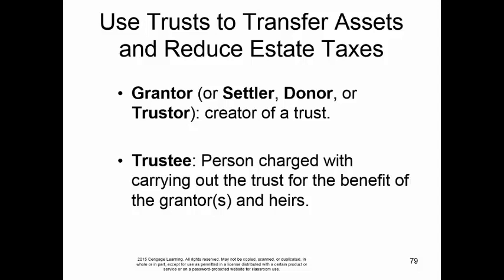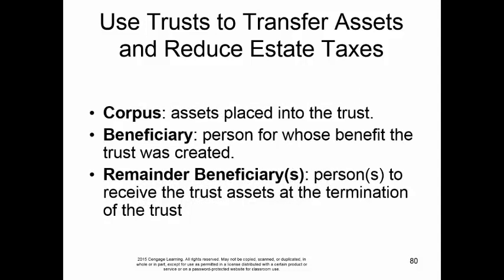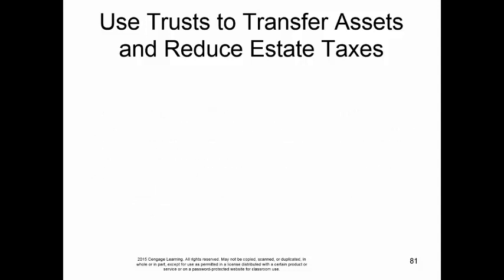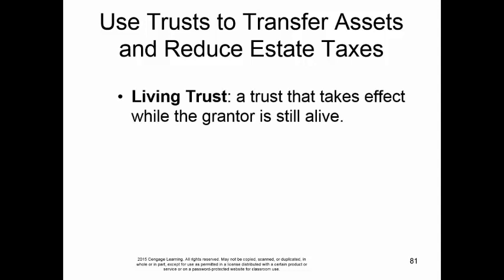Trustee is very much like the executor of an estate. Corpus are the assets placed into the trust. The beneficiary is the person for whose benefit the trust was created. The remainder beneficiaries are the person or persons that just receive the trust assets at the termination of the trust. It could be the same person, they could be somebody different.